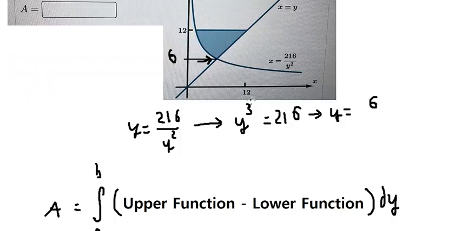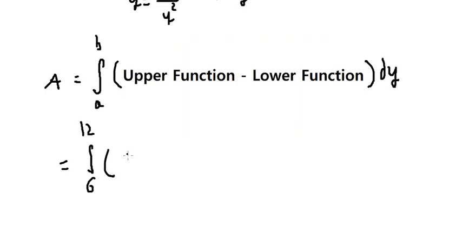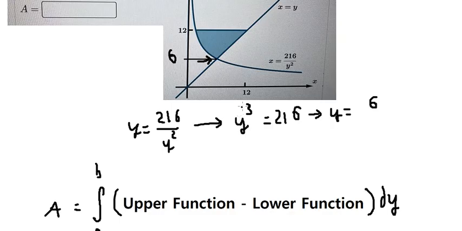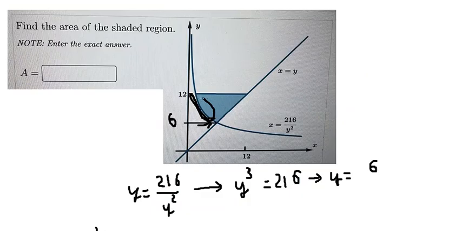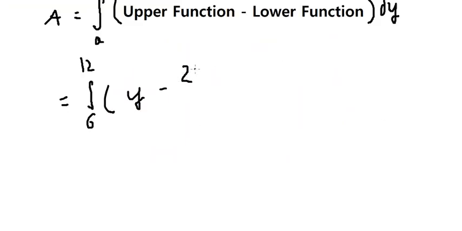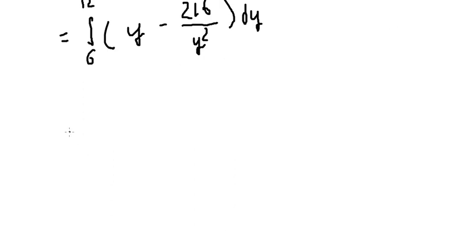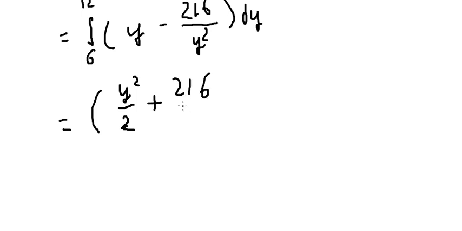The upper function is this one. The lower function is this one. The integration of y is y squared over 2. This one in here is 216 over y. And we put the bounds from 6 to 12.